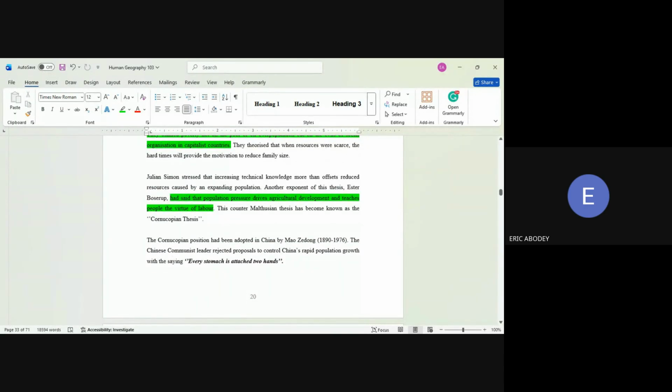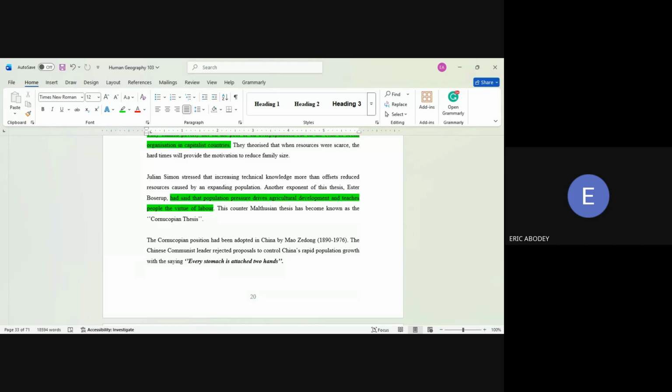So the Copian position had been adopted by a Chinese leader called Mao Zedong. The Chinese communist leader rejected proposals to control China's population. So you see why today China is among the countries with the highest population. There was a time they had a leader by name Mao Zedong. That man said every stomach is attached with two hands. What does it mean? It means that from his perspective, if a stomach is attached with two hands, he doesn't see why you must be hungry. That's the bottom line.